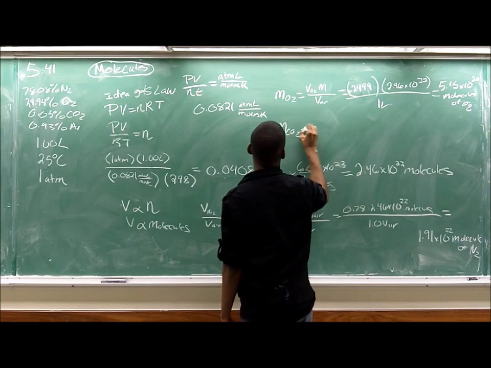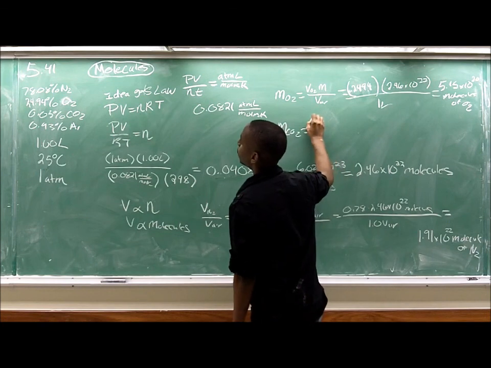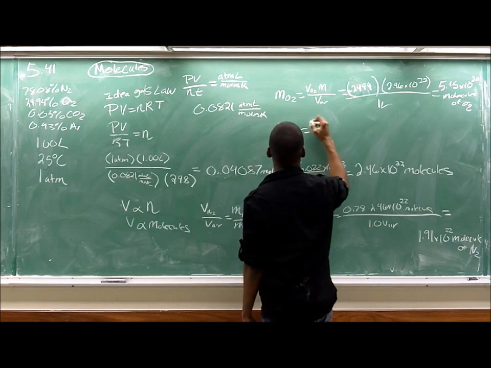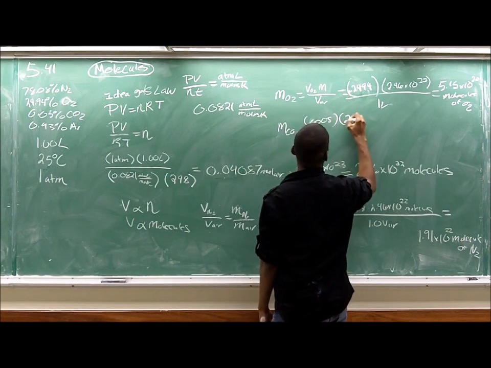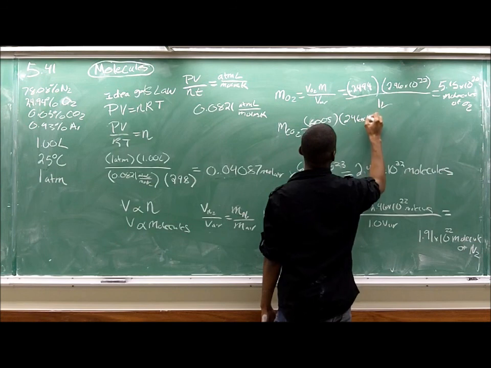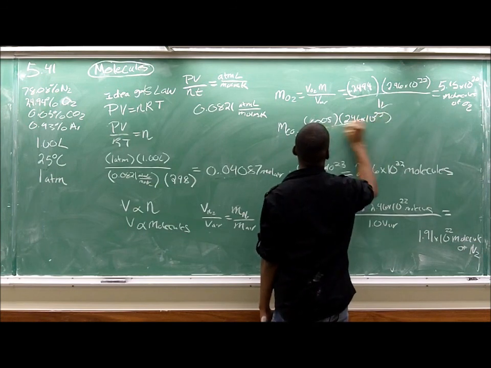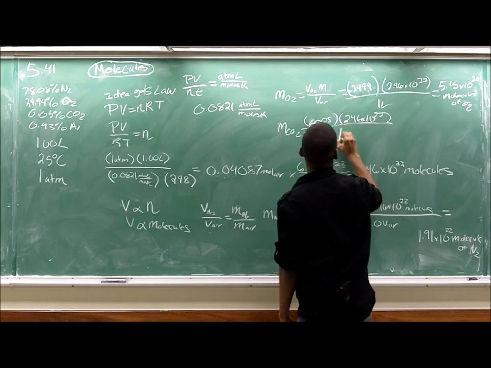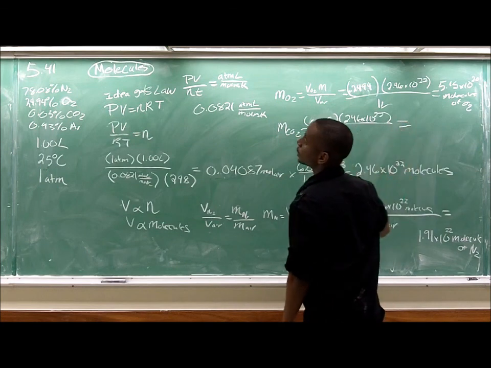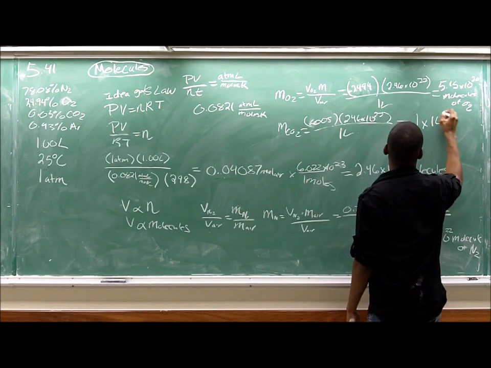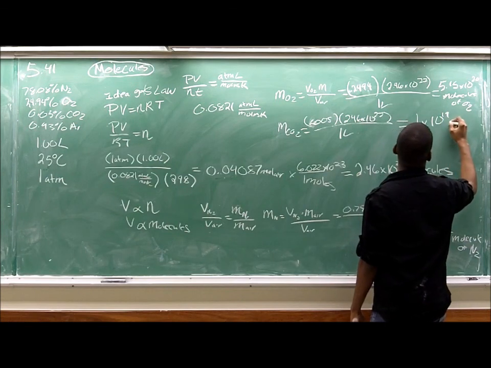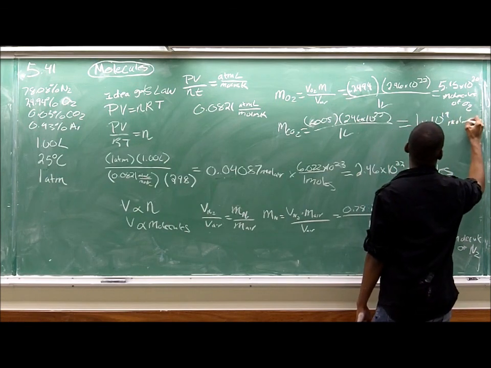And you do the same thing for each one. For CO2, we have 0.0005 times the molecules all over 1 liter, which gives you 1 times 10 to the 19 molecules of CO2.